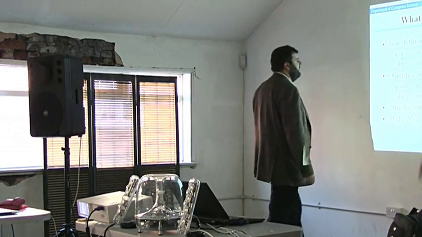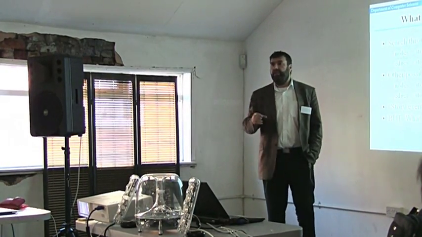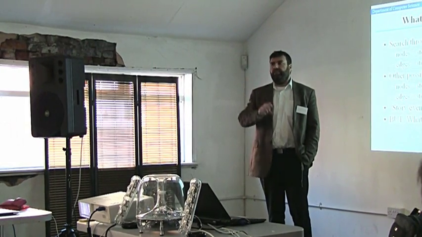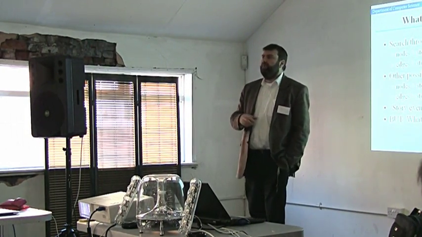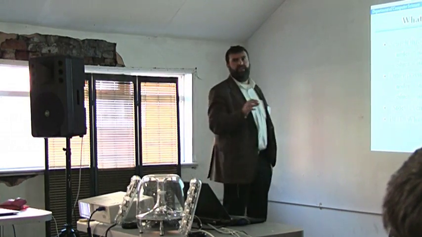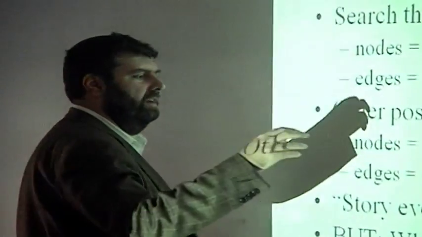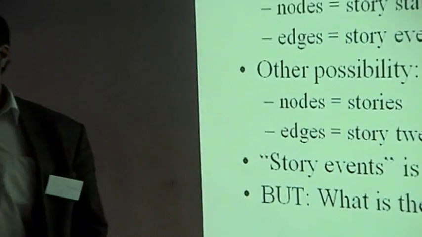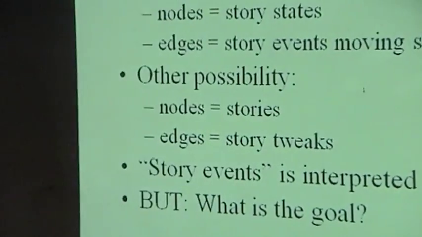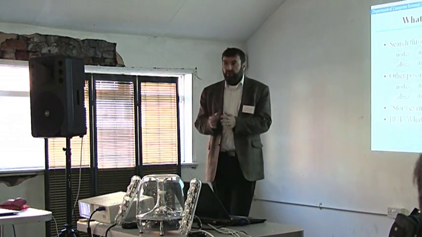Another possibility is that the nodes are actually stories themselves. So you are now searching not the space of story states, but the space of stories. So each of the nodes in the search graph, in the search tree, are stories, and the edges are how you tweak a story from one story to another story. So in one story, character A died, and in the other story you make him live and continue. So you're actually changing the stories a little bit while keeping a lot of the story the same. You're making little changes to it. So again, you have a search.